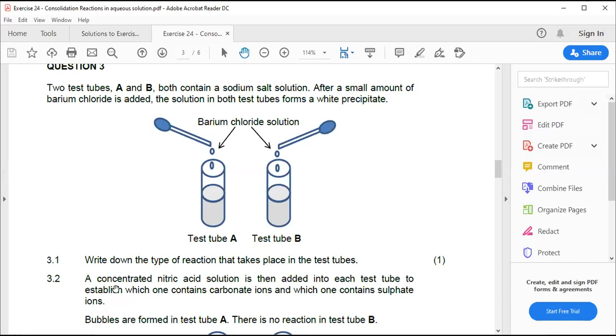So now, here we are told that a white precipitate forms. So what type of reaction is this one? It becomes the first one that we've spoken about, which is precipitation reaction. Clear? Right, we move on to the next one.